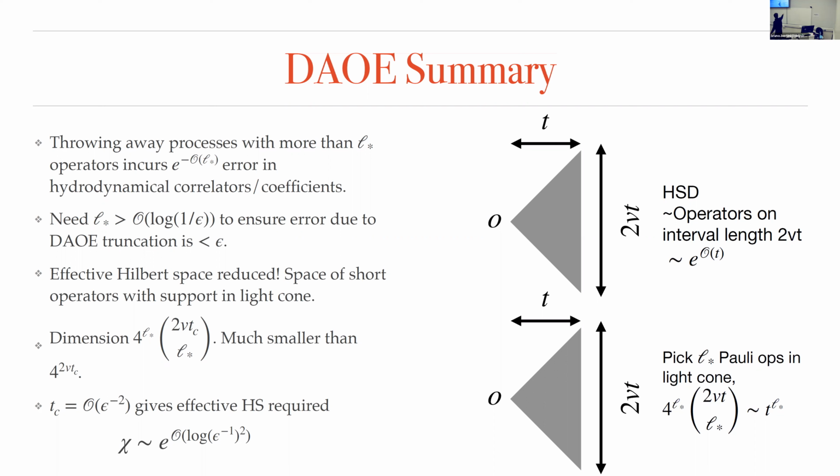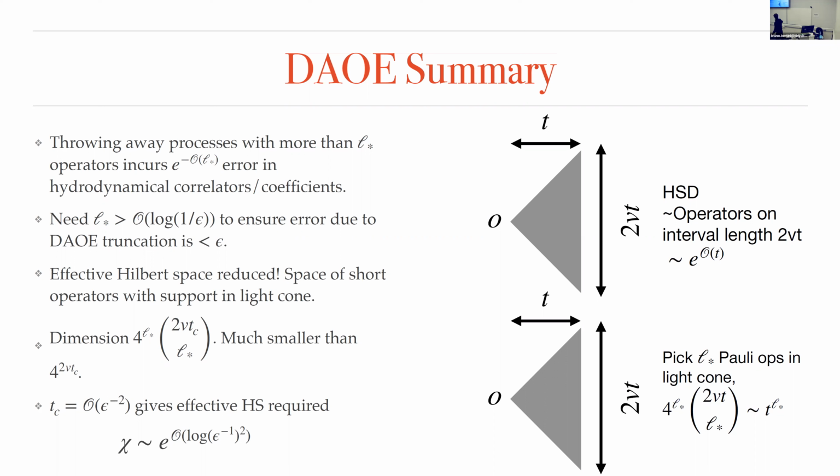Okay, and that number ends up looking like this: 4 to the L star, times 2bT over L star, choose. And that's something that scales not exponentially in T, but like a polynomial in T, with a power that scales like L star. Okay. All right, so there's less memory required.